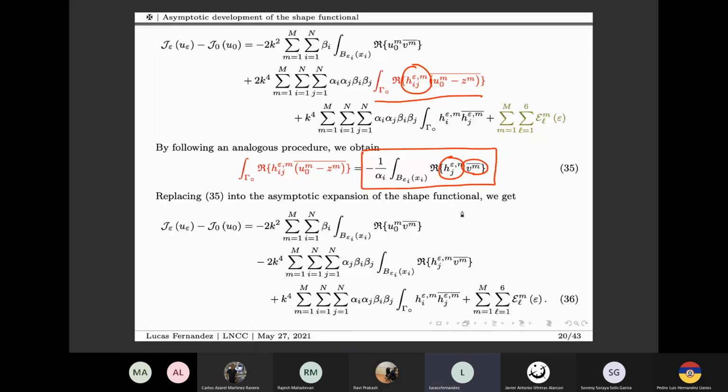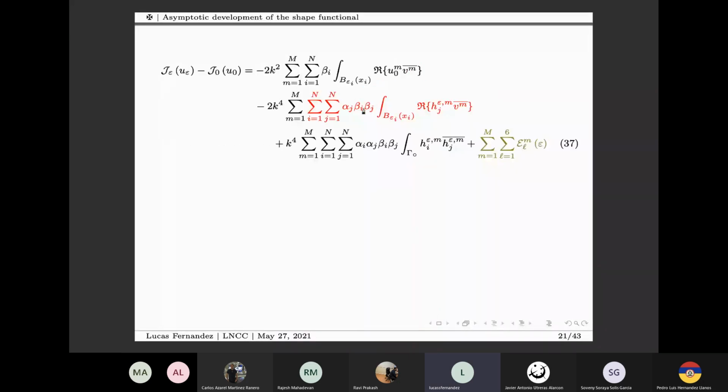Okay, so as you can see, after replacing this expression in this integral here, I obtain 36. And as you can see in 36, this is not the final form of the asymptotic expansion yet. We still have some work to do because we have integrals defined in the b epsilon i ball, and we have functions dependent on epsilon, right? So we have some work to do.